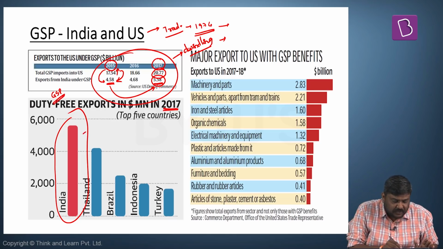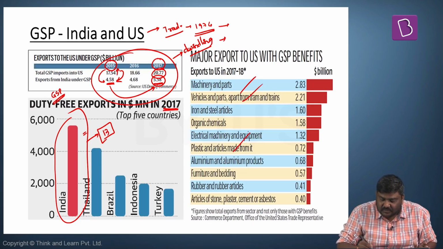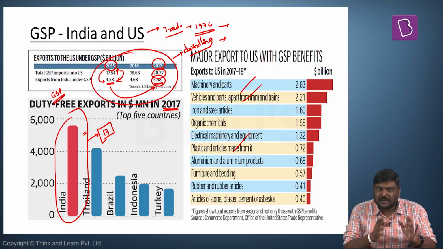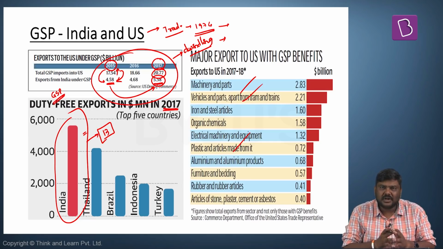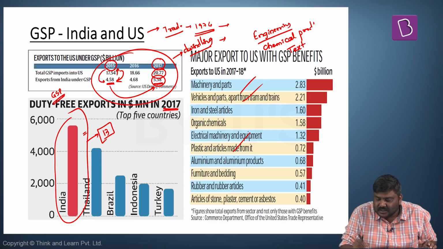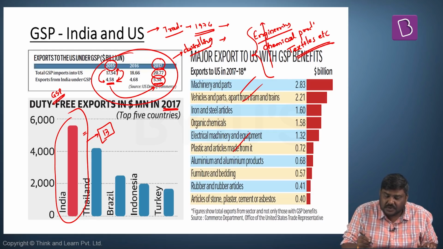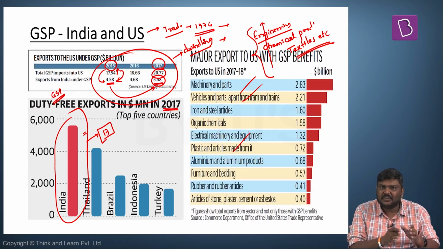Now, out of this particular $5 billion, it is said that the exports are done from 13 sectors, and these are some of the very important sectors. But out of these 13 sectors, the most important sectors are: 1. Engineering products, 2nd. Chemical products, 3rd. Textiles, etc. So these are some of the very important sectors from where the majority of the exports have gone to USA under the ambit of a GSP.